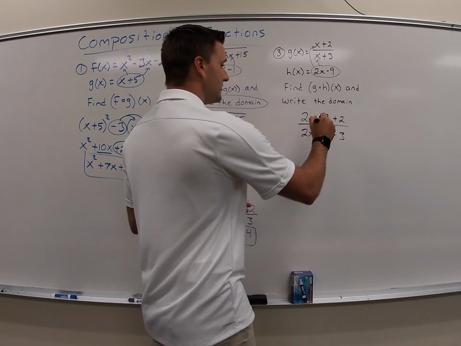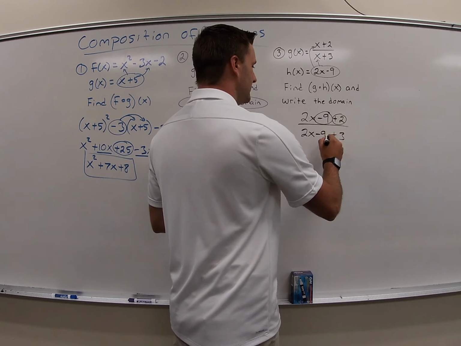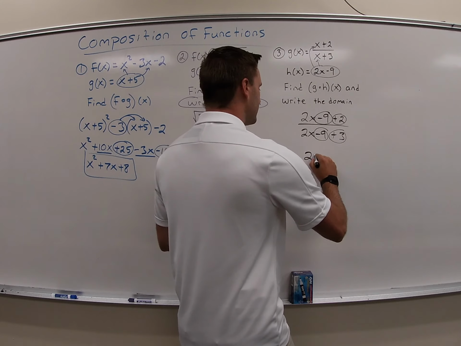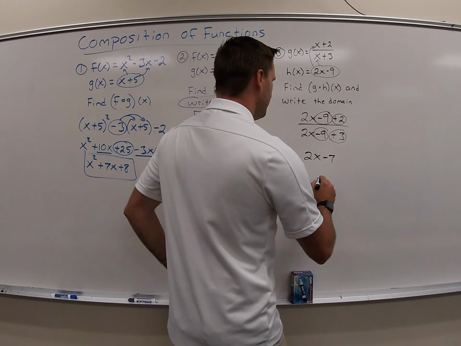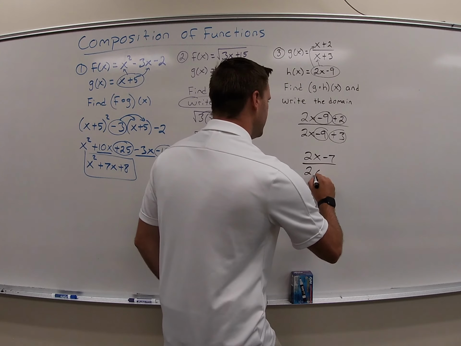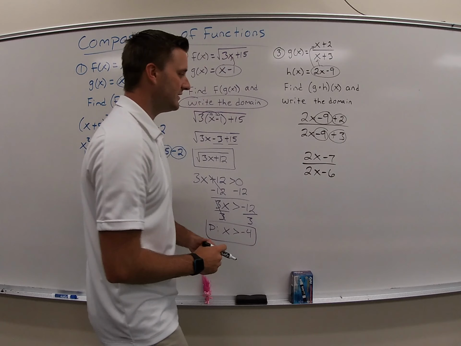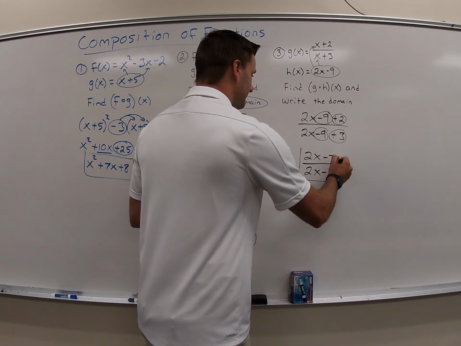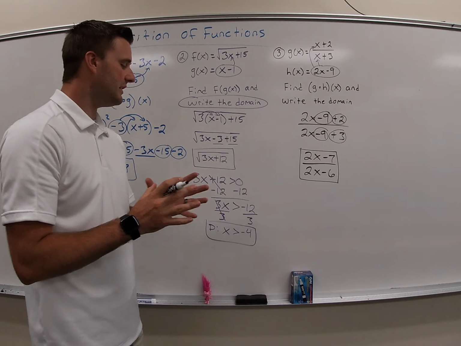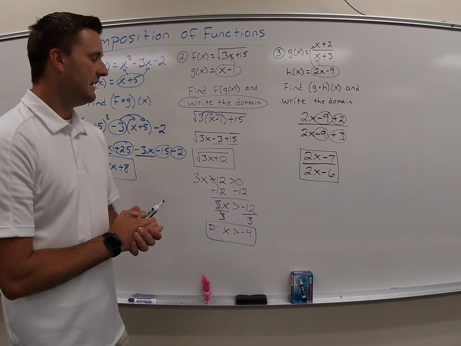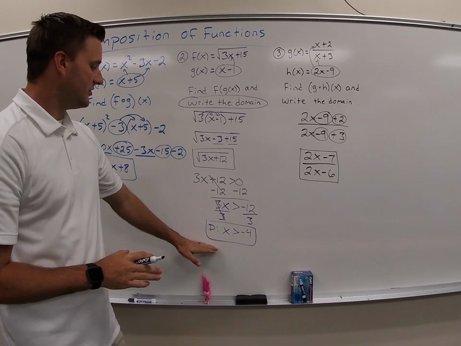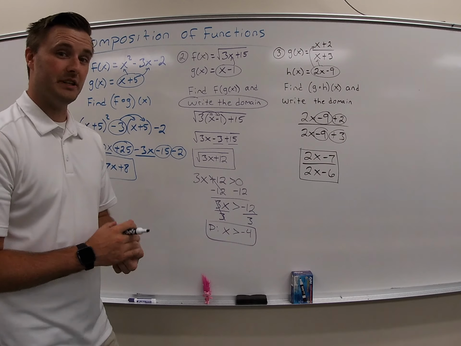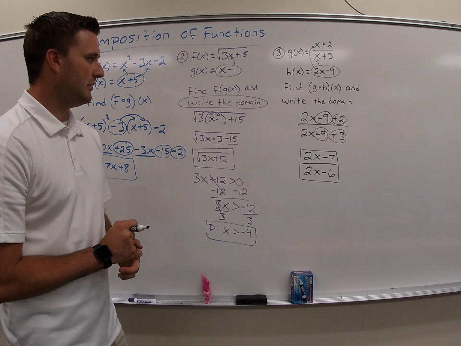But let's just combine like terms. So what is a negative 9 plus a 2 and a negative 9 plus a 3? So our new numerator is going to be 2x minus 7, and our denominator is going to be 2x minus 6. So after we combine like terms, this is our answer. Now, the other issue that we have here is we wrote this domain in inequality form. I want to write this domain in interval notation, so I'll show you what that means here in a moment.